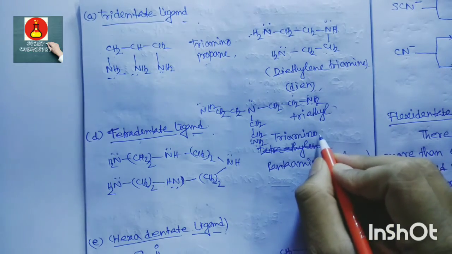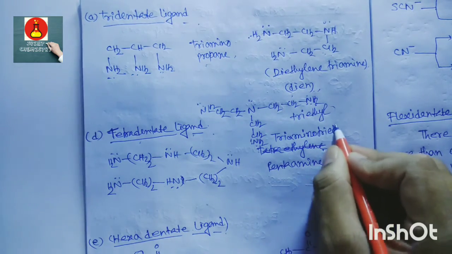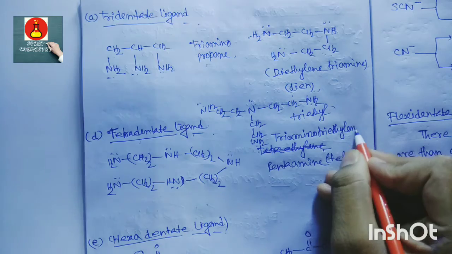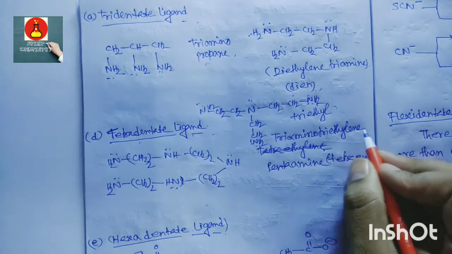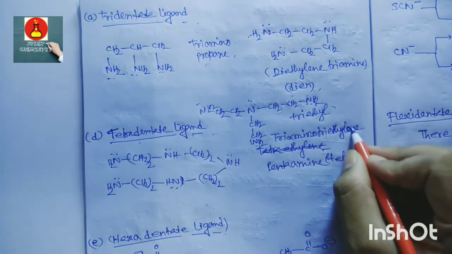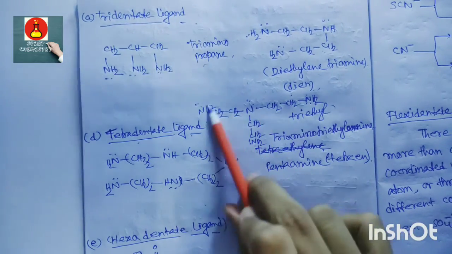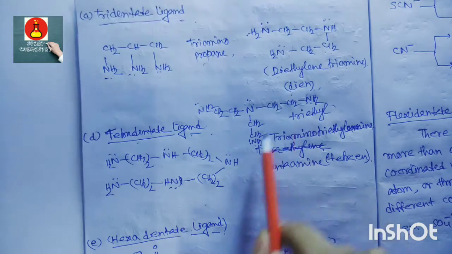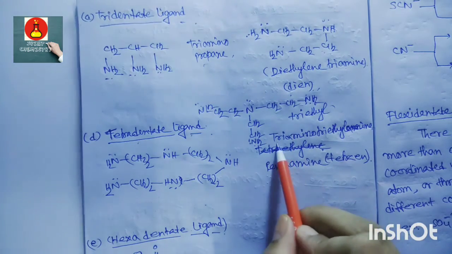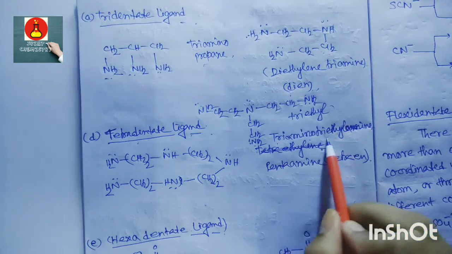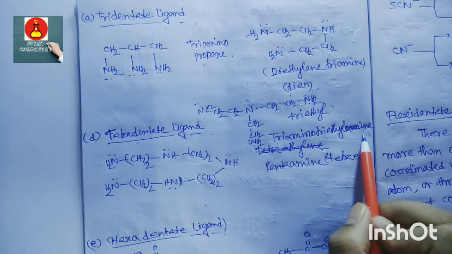Triamino triethylamine. Okay, so this is a structure where you can see it has four nitrogen donor sites. The name is triaminotriethylamine.